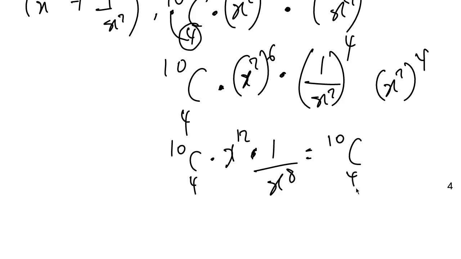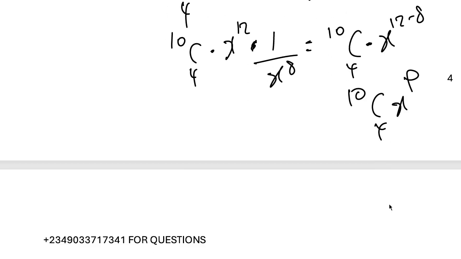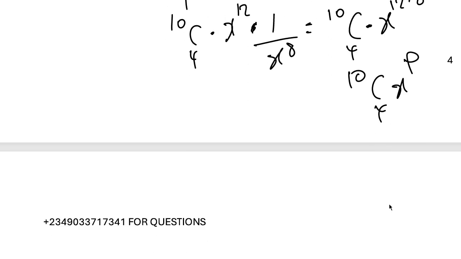That will be 10 combination 4. And then using the division law of indices, what will you have? x to the power 12 minus 8, which is 10 combination 4 x to the power what? 4. This can be a possible option because, you know, we are not using calculators to write this exam. You won't use calculators to write.